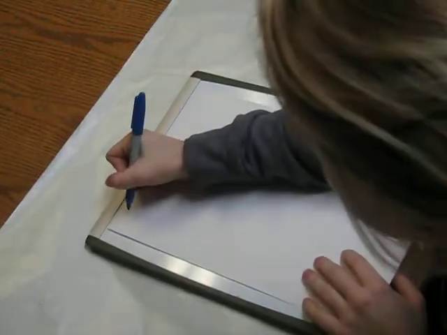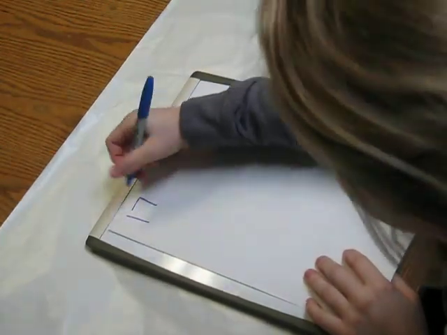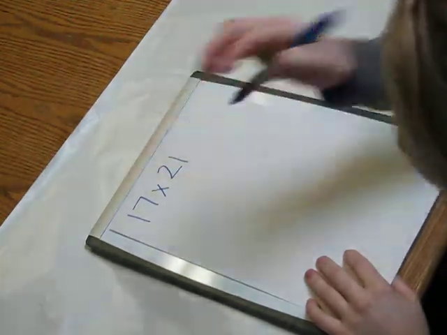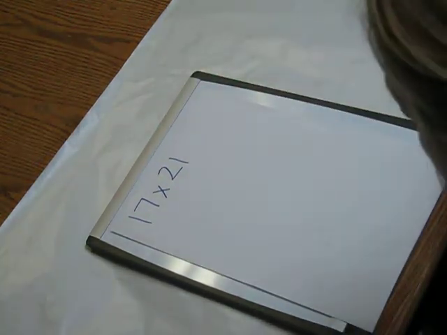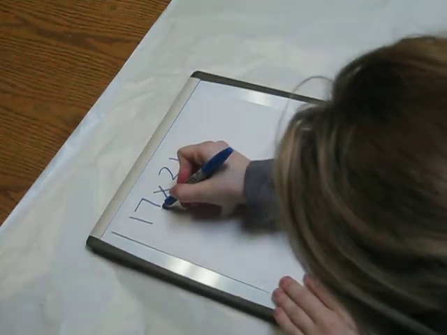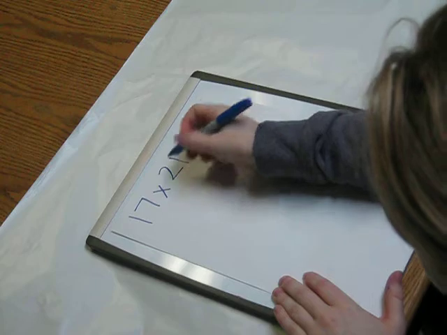Today I'm going to be using different multiplication strategies to solve the equation 17 times 21. Before we find the product, I'm going to need to estimate the equation to see what the product could be. So we're going to need to round the 17 and the 21.